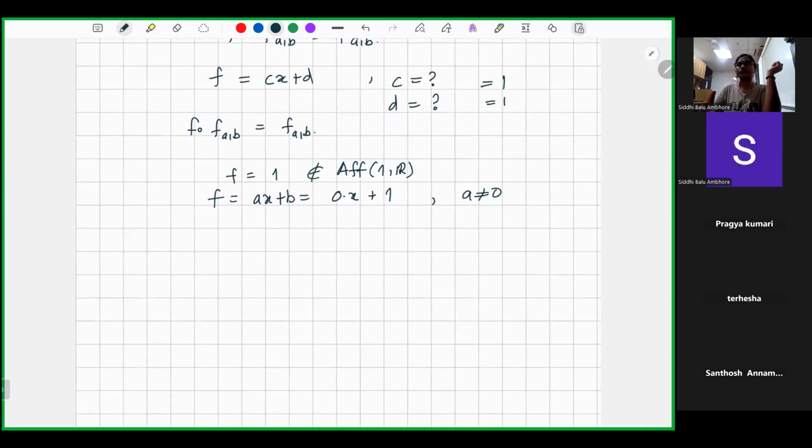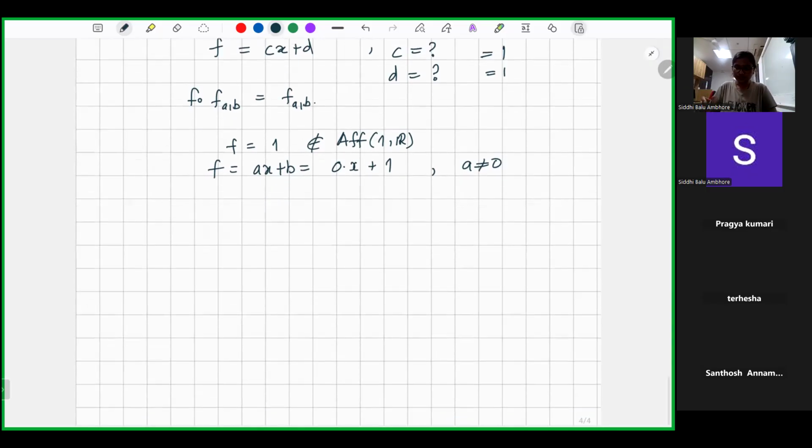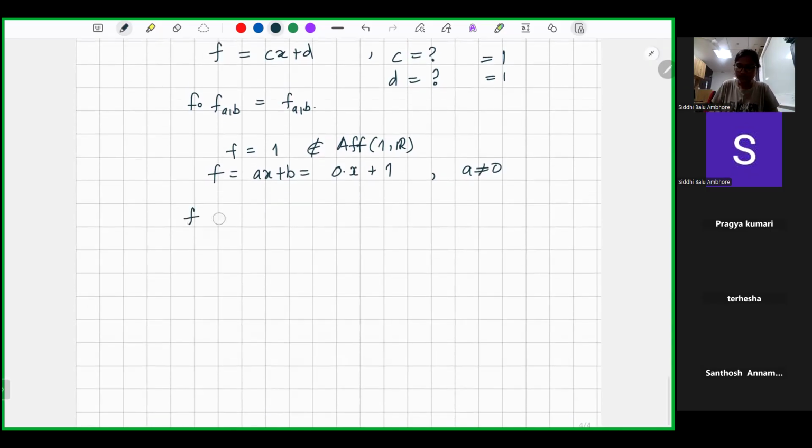So what is the guess? Or did you want to say something? Anyone? So what I think Pragya was suggesting is that she wanted to choose f with maybe c equal to 1.